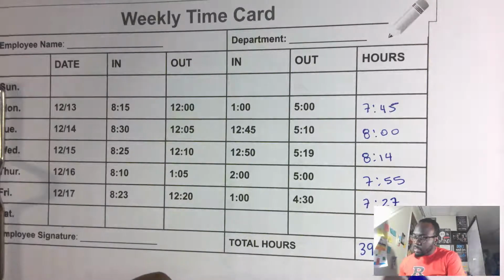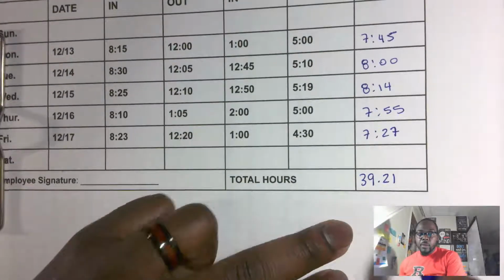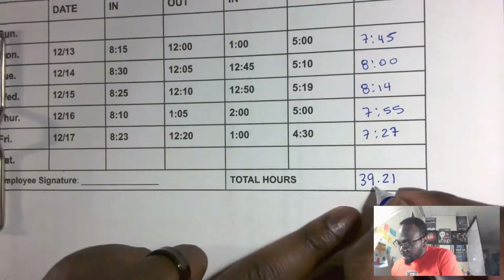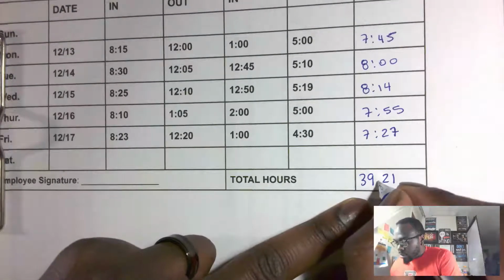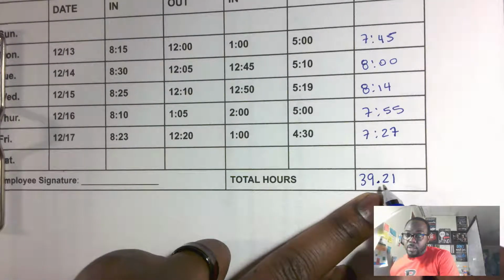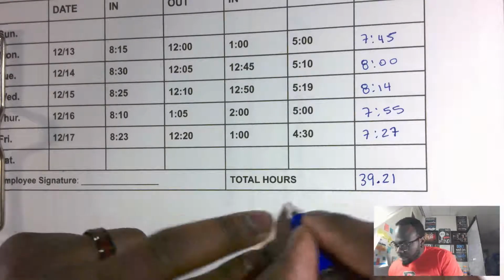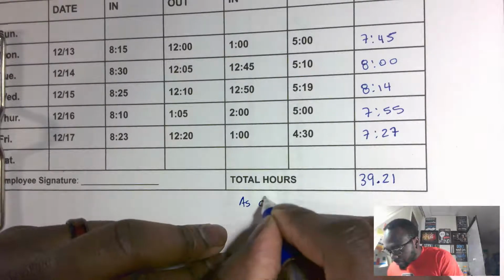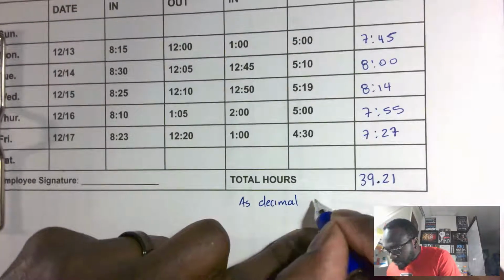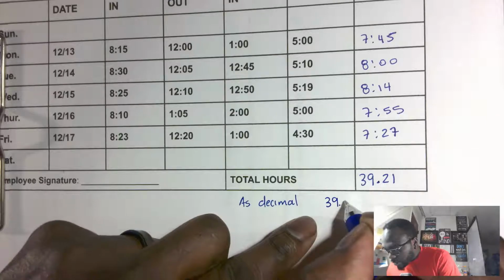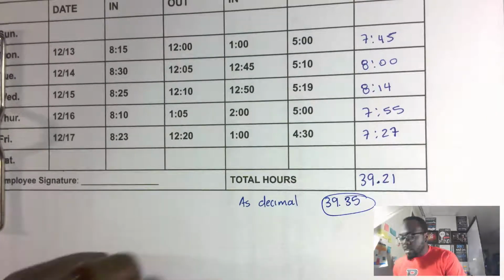So to make my calculation easy, I'm going to change this to a decimal. How do I change this to a decimal? I'm going to take 21 and divide it by 60. So as a decimal, this is 39.35. And this is what I'm going to use to do my calculation.